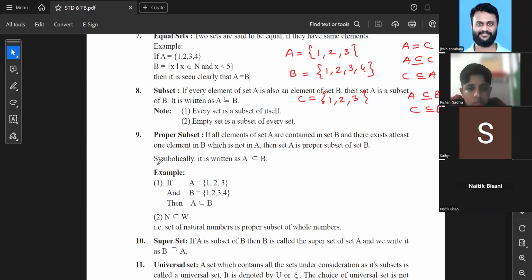Now speaking about proper subset, the condition is that all the elements from A should be there inside B, but B should have at least one extra item also. So obviously the second one should have at least one extra item. Now over here, is A a proper subset of B? Yes. Is C a proper subset of B? Yes.